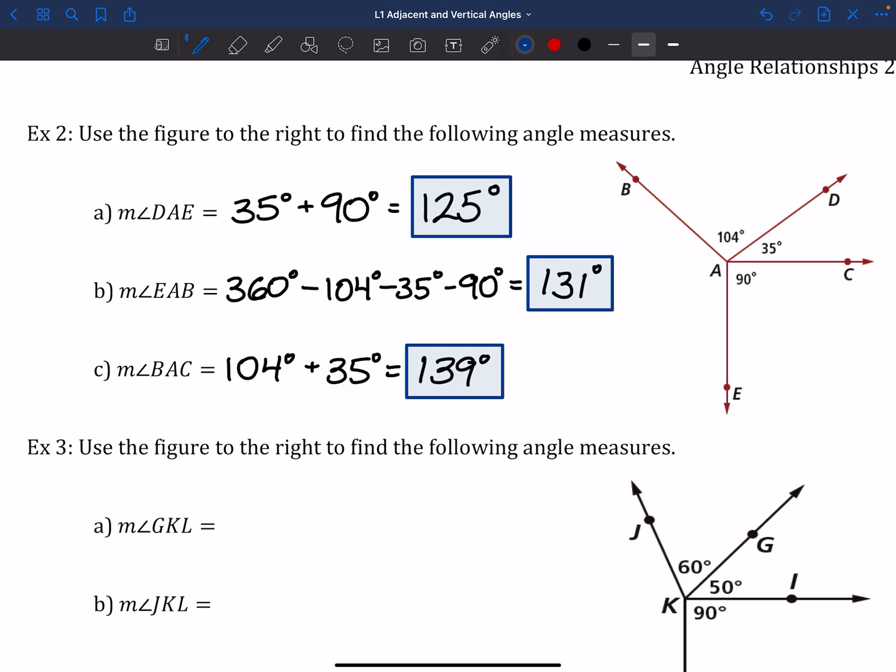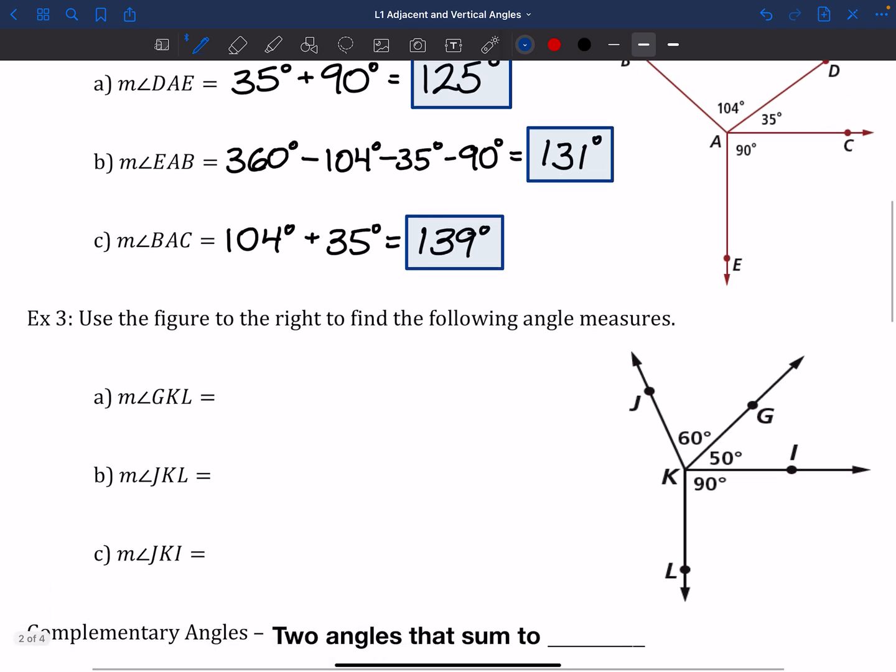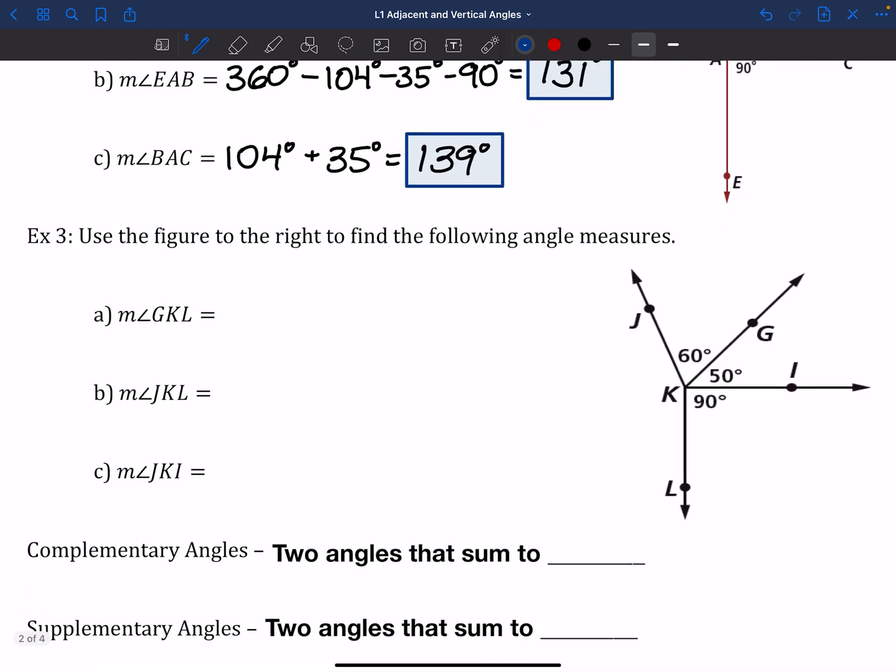All right, so hopefully you paused and tried that out. If not, try it. Give it a go. It's not that bad. All right? We're going to talk through it together real quick. So we've got GKL, that piece right there. So we're going to do 50 plus 90, which is 140 degrees.